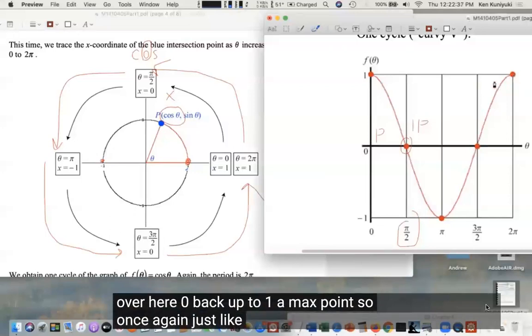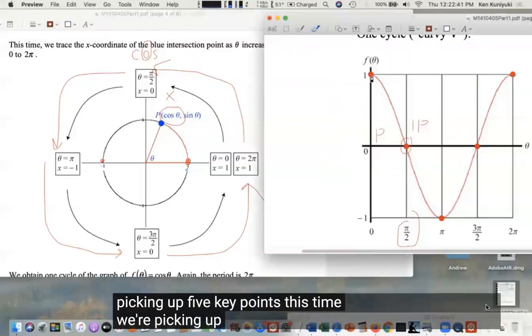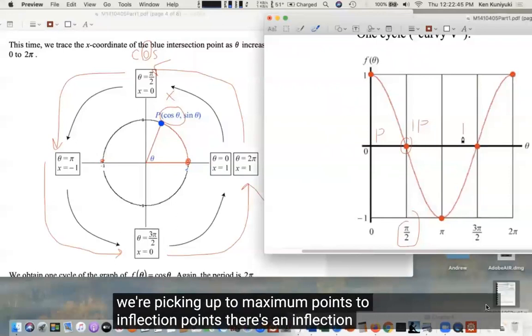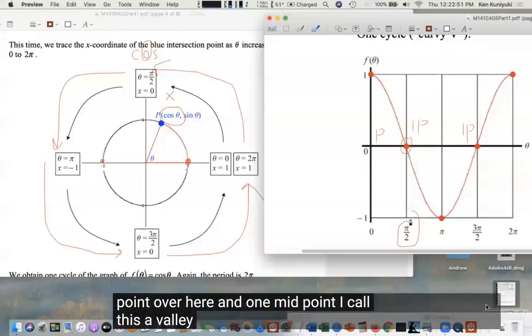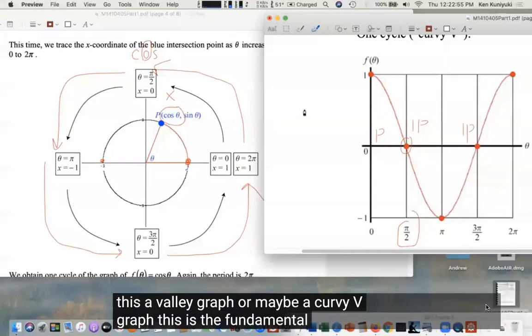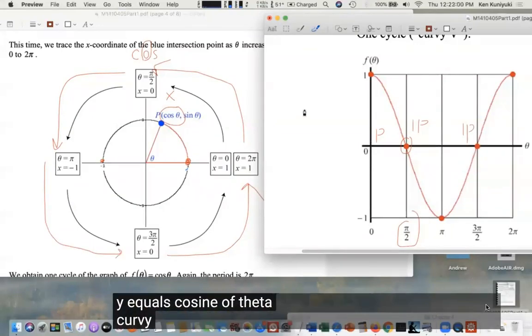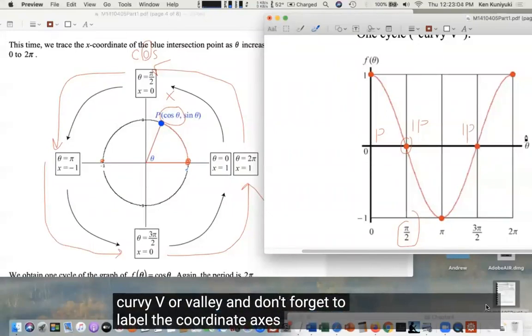So once again, just like for sine, we're picking up 5 key points. This time, we're picking up 2 maximum points, 2 inflection points, there's an inflection point over here, and 1 midpoint. I call this a valley graph, or maybe a curvy V graph. This is the fundamental cycle for y equals cosine of theta. Curvy V or valley. And don't forget to label the coordinate axes at the end.